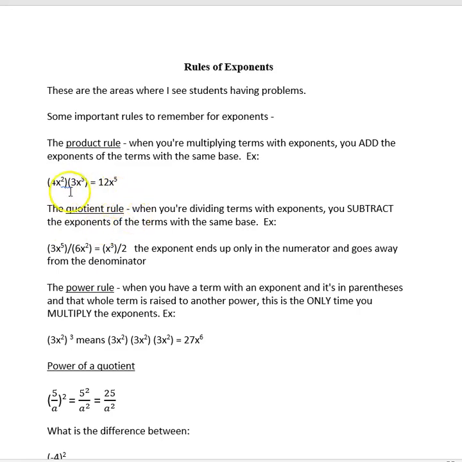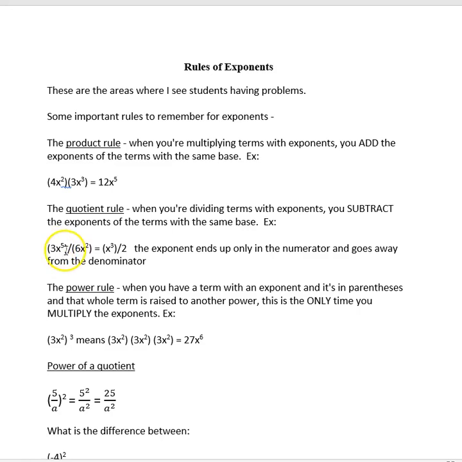The quotient rule is when you are dividing terms that have the same base and have exponents. When that is the case, you subtract the exponents. So here's an example, 3x to the 5th over or divided by 6x squared.